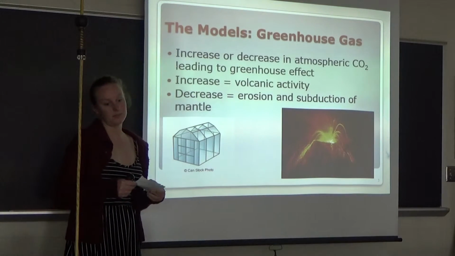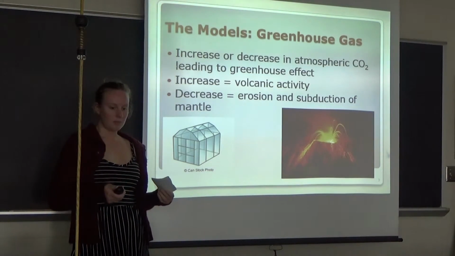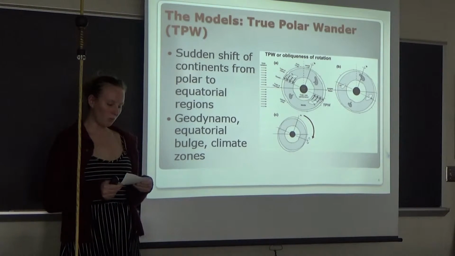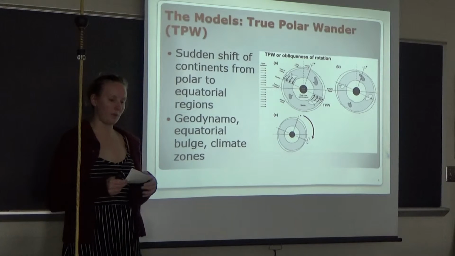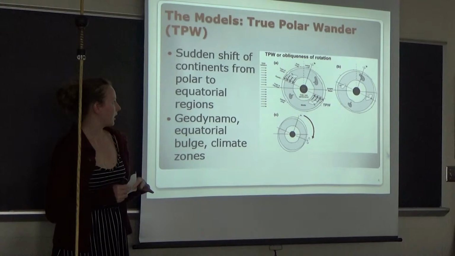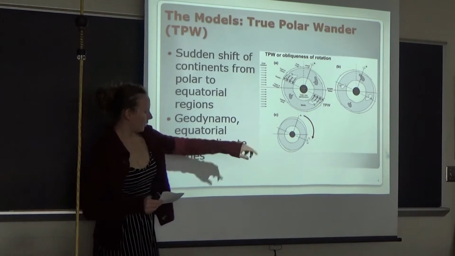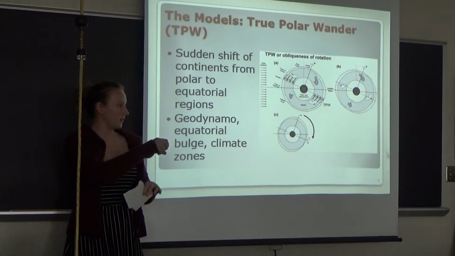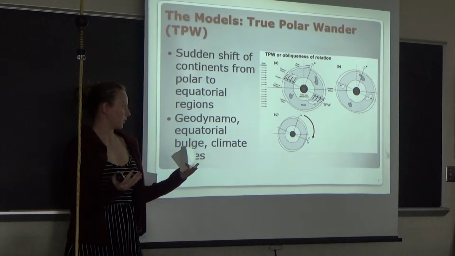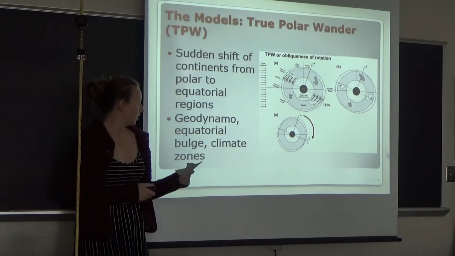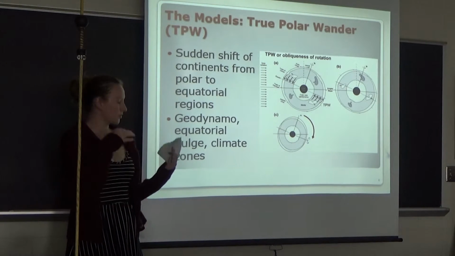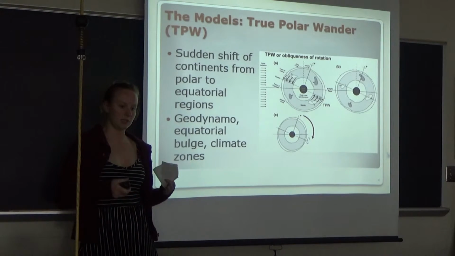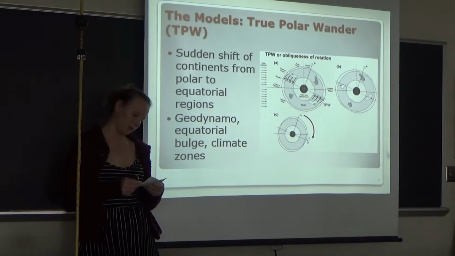So that's the first model. And then the second model is the true polar wander model, which says that at one point in time, all of the continents were up towards the poles, and then they all moved towards the equator, which really changed the dynamic of the way that light was reflected and absorbed on the Earth, and you end up with Snowball Earth.